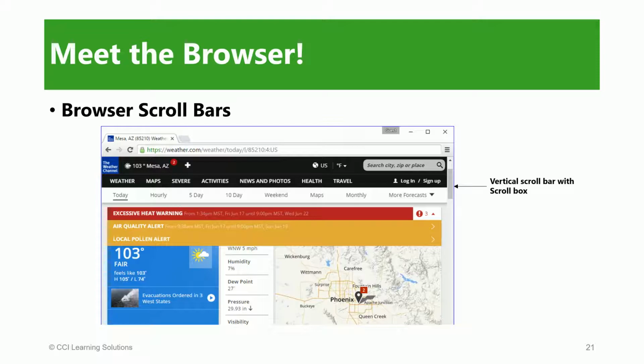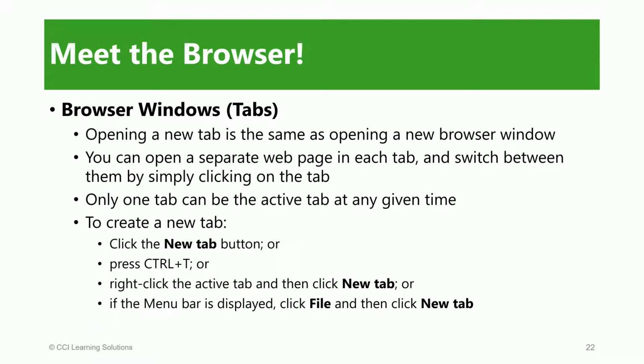Here's another example of a web browser, and we have the vertical scroll bar, with the other parts that you can see. So browser windows, so tabs.